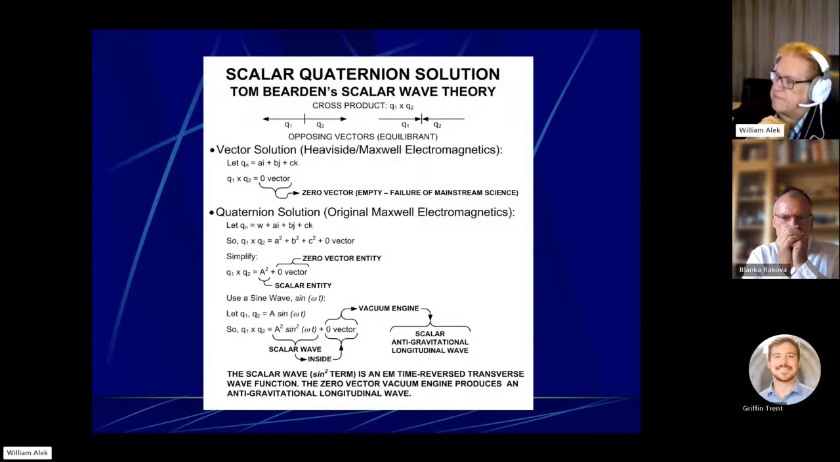So just to emphasize that the scalar term, the sine squared term, is very important. And that's what you do not have in the vector solution that Oliver Heaviside presented and what we have today. So again, you take your device, you put it on a professor's desk, he's not going to have a clue how this works because the mathematics is not there. It's there in the original equations, but it's not there in any modern mainstream science.